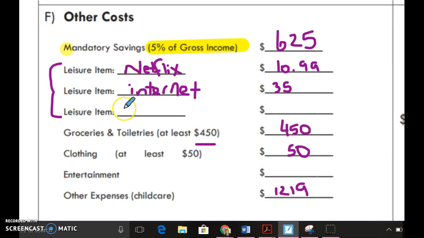And then the last thing I said was a phone. I need to have my phone. I got to pay my phone plan, and that's $97.42.